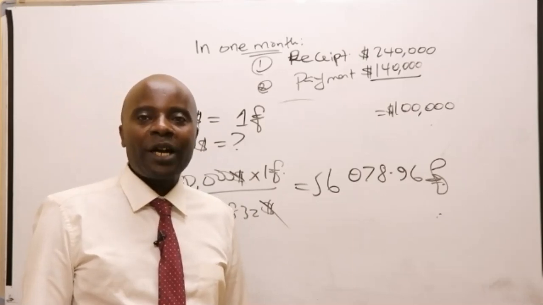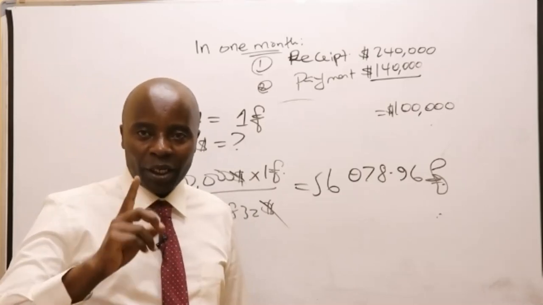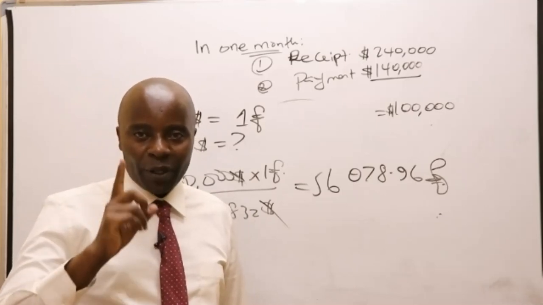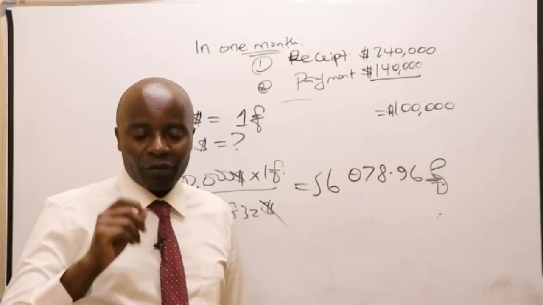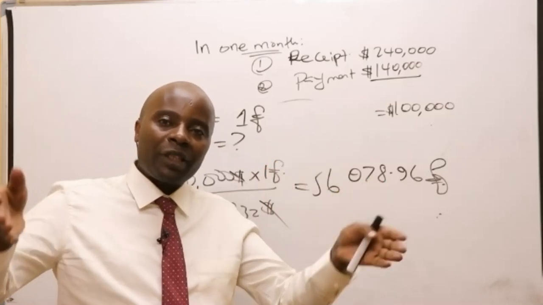So we are doing money markets for 1 month. If I was to hedge 1 month, at the end of the day, how much will I receive? Remember, the amount is 100,000.